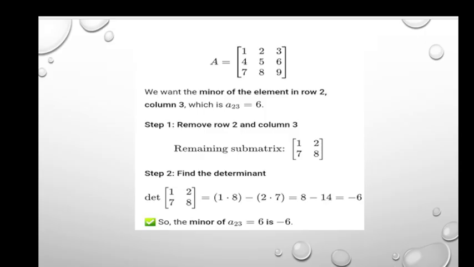So the determinant is equal to 1 into 8 minus 2 into 7, that is 8 minus 14 equal to minus 6. So the minor of A23 is minus 6. Here A23 is equal to 6 and the minor of that 6 is minus 6. I hope you got the idea. If you have any doubts, just comment.